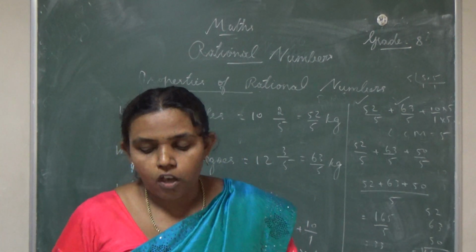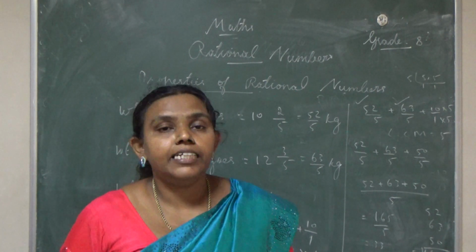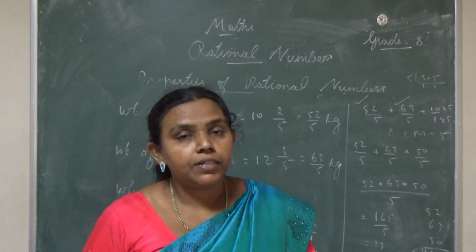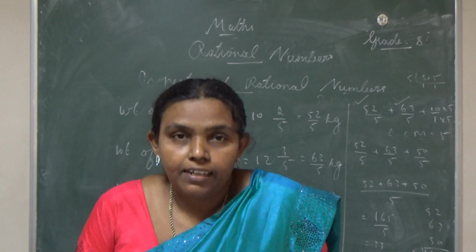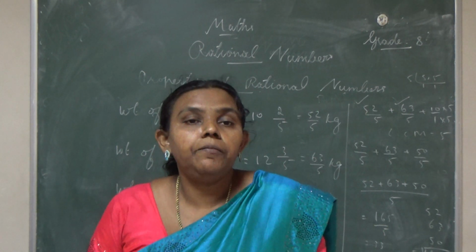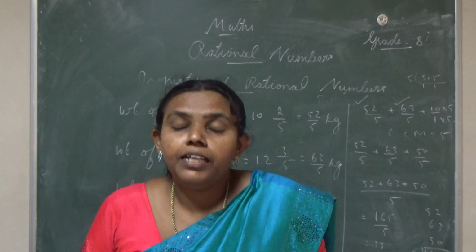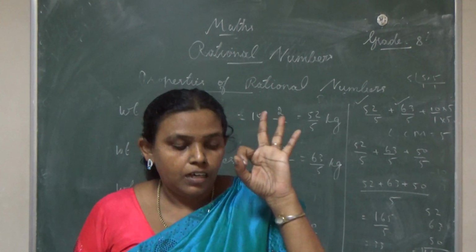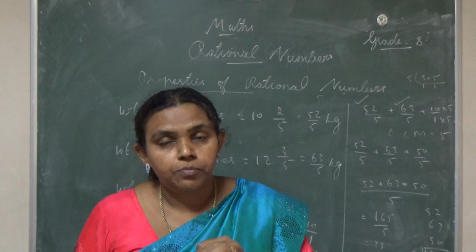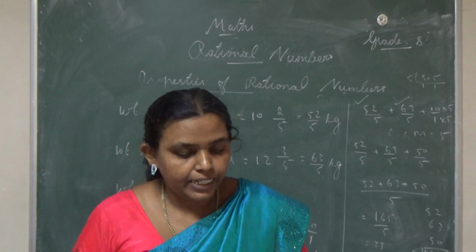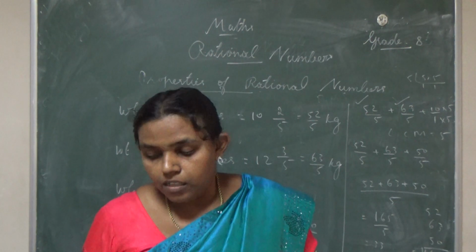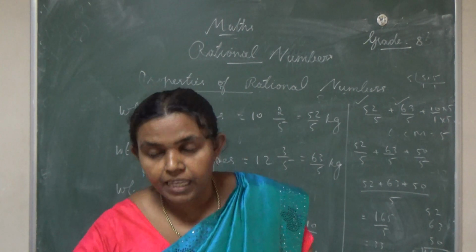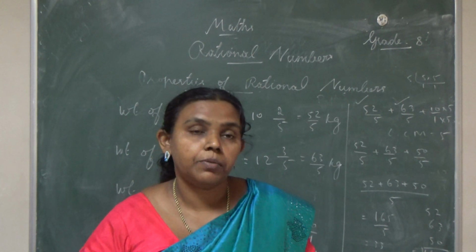Today we will stop. Next class I will teach the properties of subtraction. Today I'll give some introduction. We don't have a subtractive identity or subtractive inverse. We only have 3 properties: closure property, commutative property, associative property. For subtraction we will have only 3 properties.